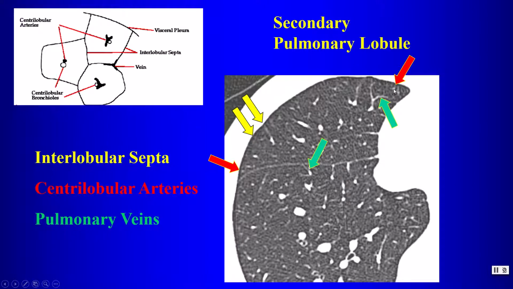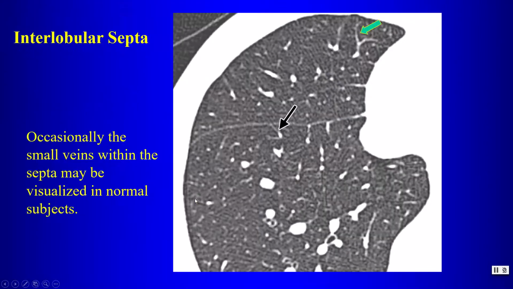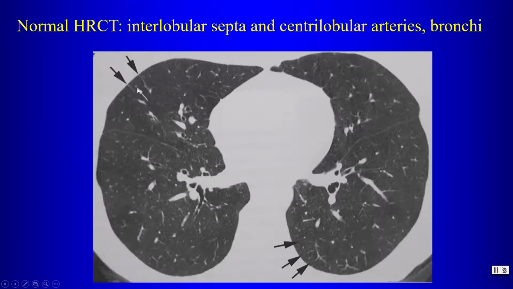Here's another dot here in the center of a secondary pulmonary lobule that represents a centrilobular artery. So the interlobular septae, again, are more prominent towards the periphery, closer to the pleural surfaces, and we can see vascular structures running in the periphery, which represent the small veins that are running alongside the interlobular septae. Another example here where we can see a centrilobular artery within the center of the secondary pulmonary lobule, and then here we see some interlobular septae. Again, normal to see these towards the periphery of the lung.